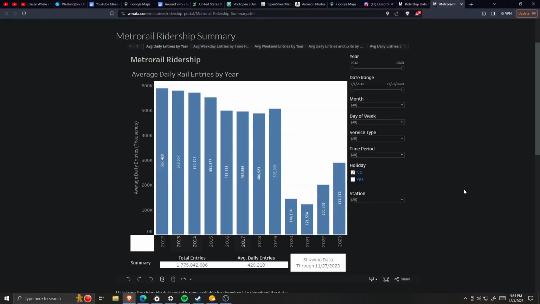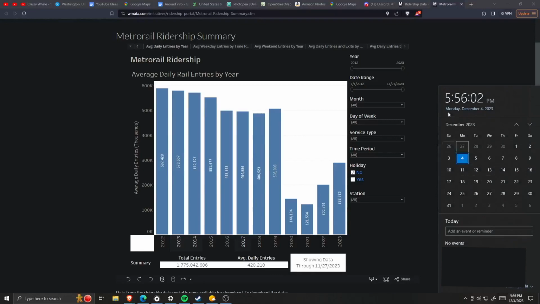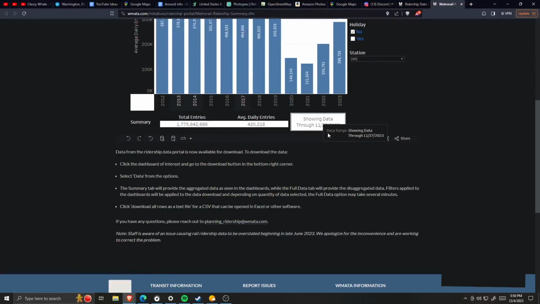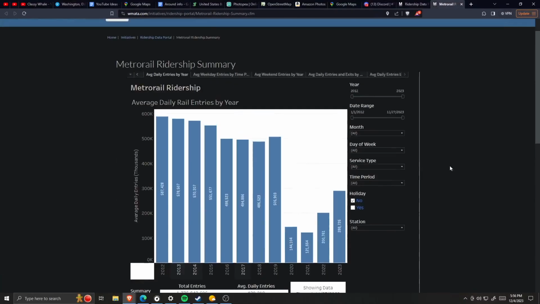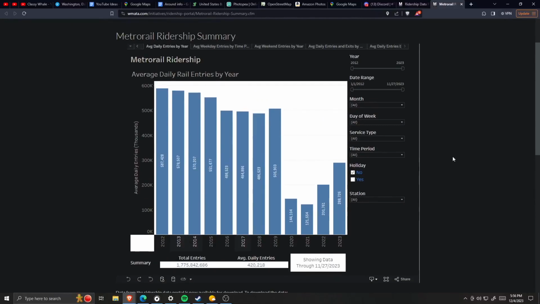So some of this stuff, pretty self-explanatory. You can search by year between 2012 and 2023. I'm recording this in 2023. You can search by exact date, so January 11th all the way to the last time it was updated, which was on the 27th of November. So it's updated about a week after. Today's the 4th of December, which is a Monday, so it's about a week behind, which is fine.